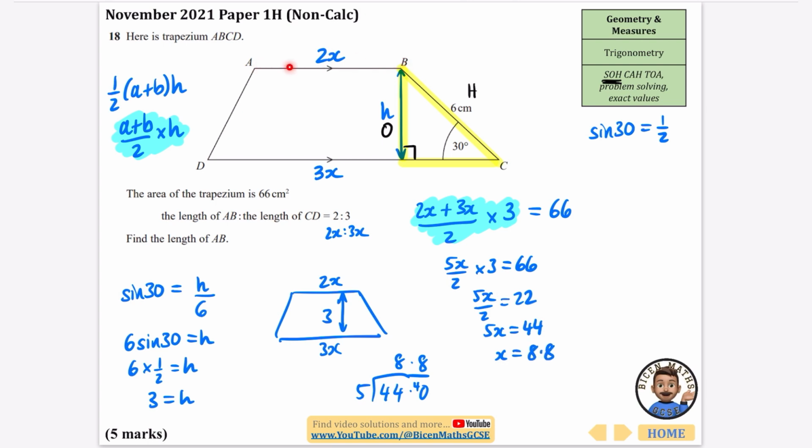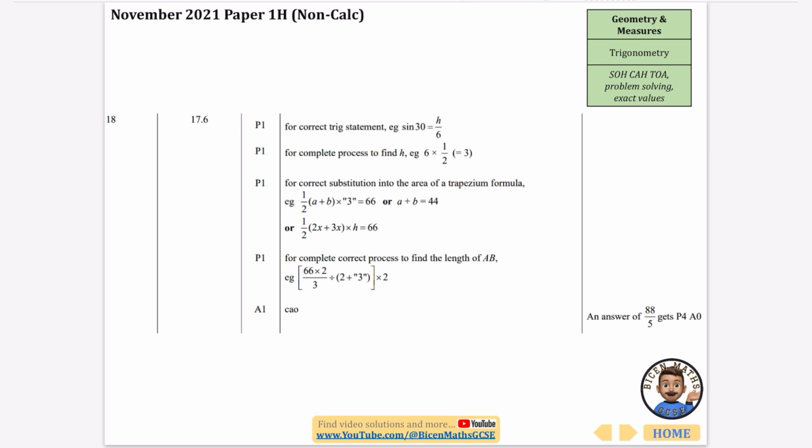Now they want us to find the length of AB. So AB is equal to 2x, which is equal to 2 times 8.8. If I do 8.8 times 2, 2 times 8 is 16, 2 times 0.8 is 1.6, so I get 17.6. So it is 17.6 centimetres for this. I'm going to erase these so it's a little bit cleaner for us to look at, but we've got the answer 17.6, and you can see that right here.